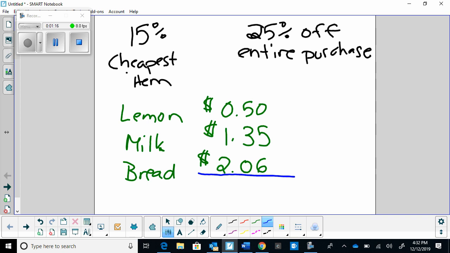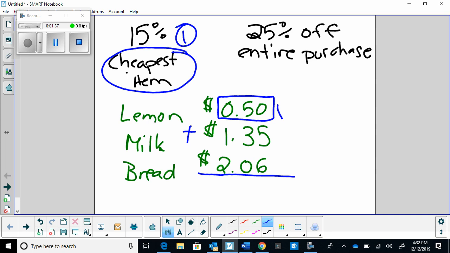But the thing is, we do have a coupon that's just for an item. So if I was to find this total here, where I added all of these up, that would be different than if I take 15% off the cheapest item. So this is the first thing I have to do. I have to find 15% off of the cheapest item. Well, my cheapest item is my lemon. So I find 15% of my lemon. I convert 15% to a decimal, and I find 15% of 50 cents, which is 0.075. So now this number, that's the discount. That is what I get off.